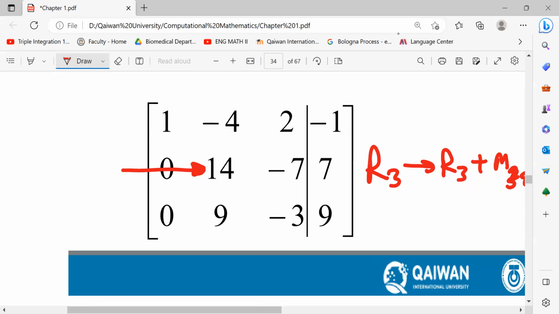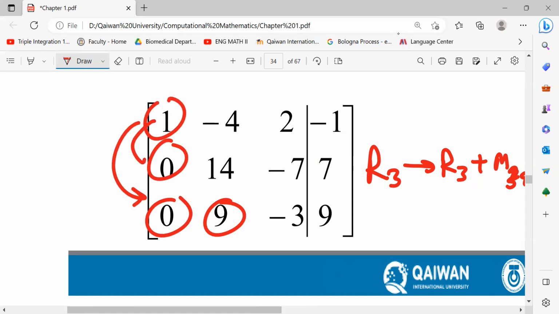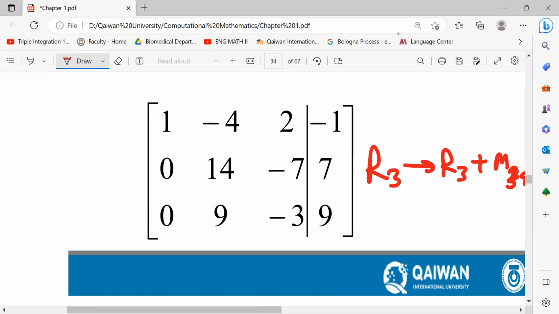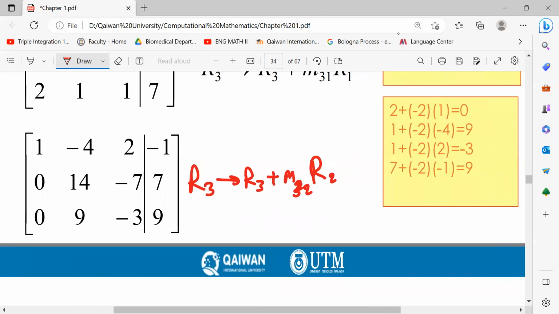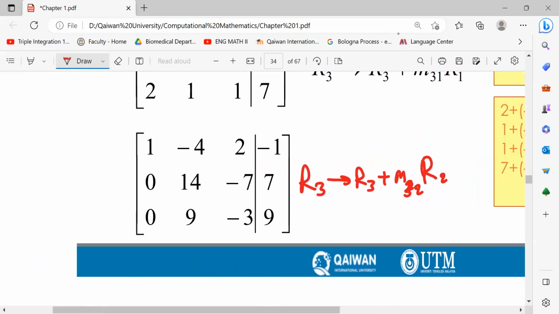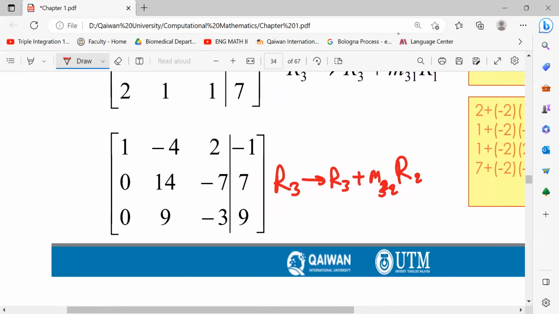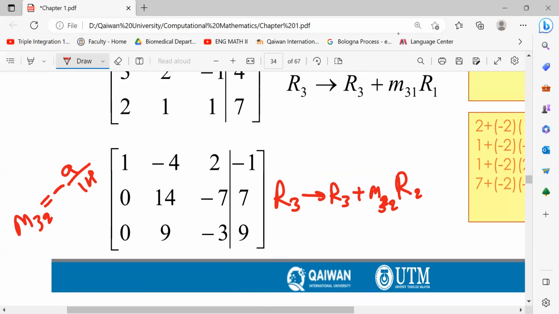We just try to use the leading entry to make zeros under it. Okay? To make these 0. Look, from this one, we make these 0. And from this, we make this 0. We just work on the leading entries. Now, what's M32? M32 is minus 9 over 14. It's always minus this divided by this, as we did before in the previous steps.